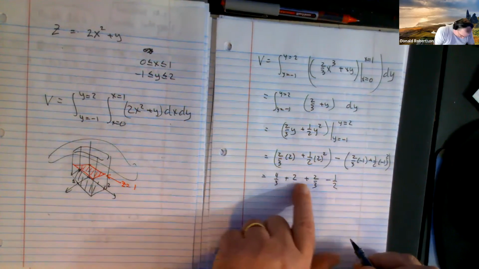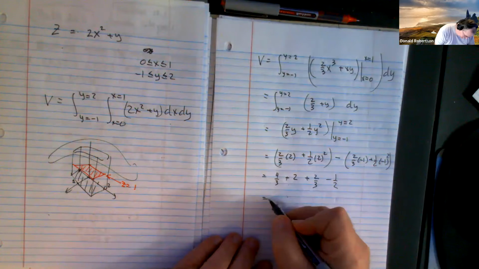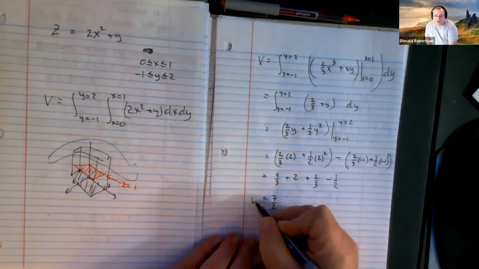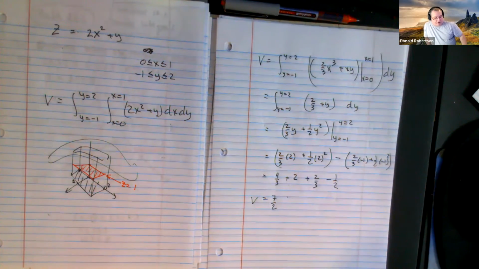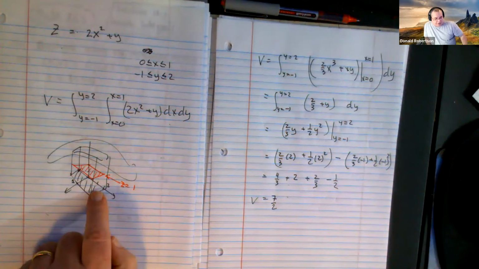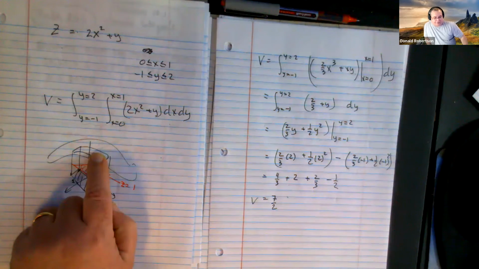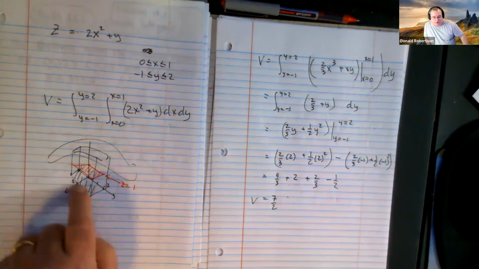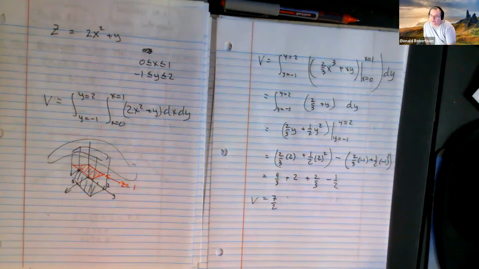That's 4 take away 1/2, so I hope I got this correct. Right now, it would be 7/2. So if I wanted, starting on the XY plane, going up and meeting this surface, the volume of this solid would be 7/2, right? That's what we've actually calculated right now.